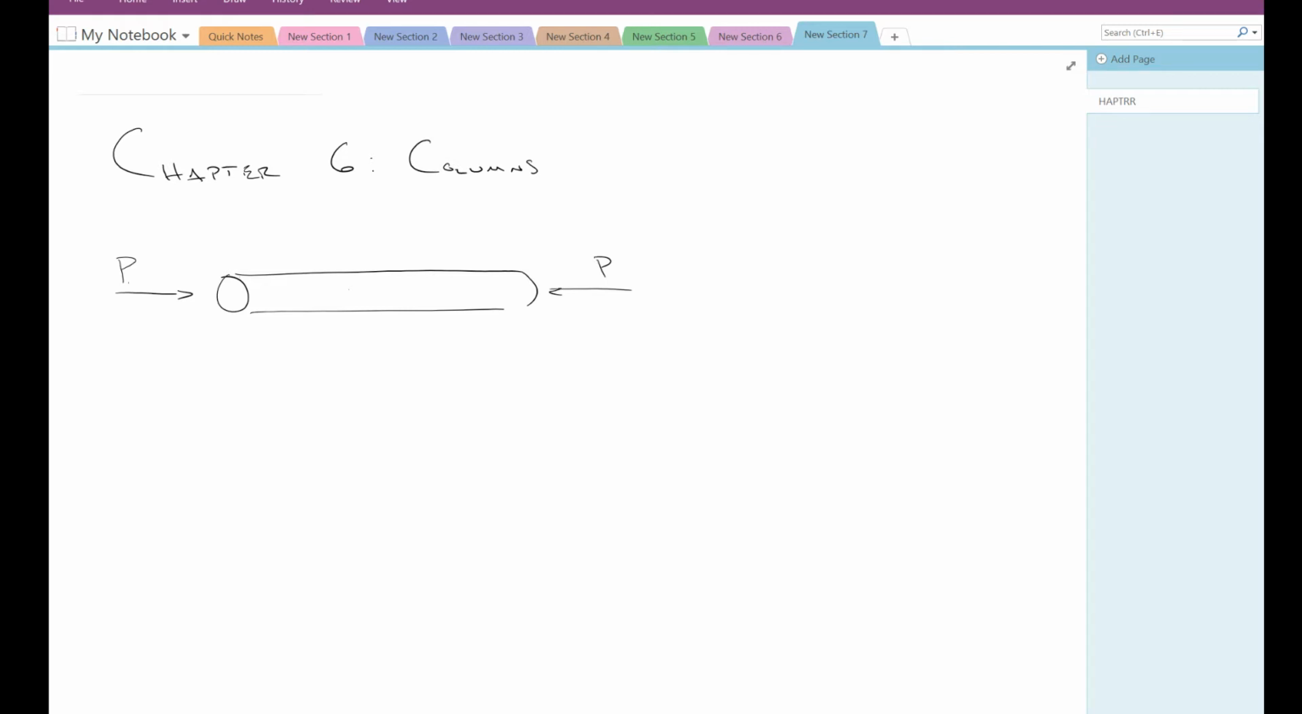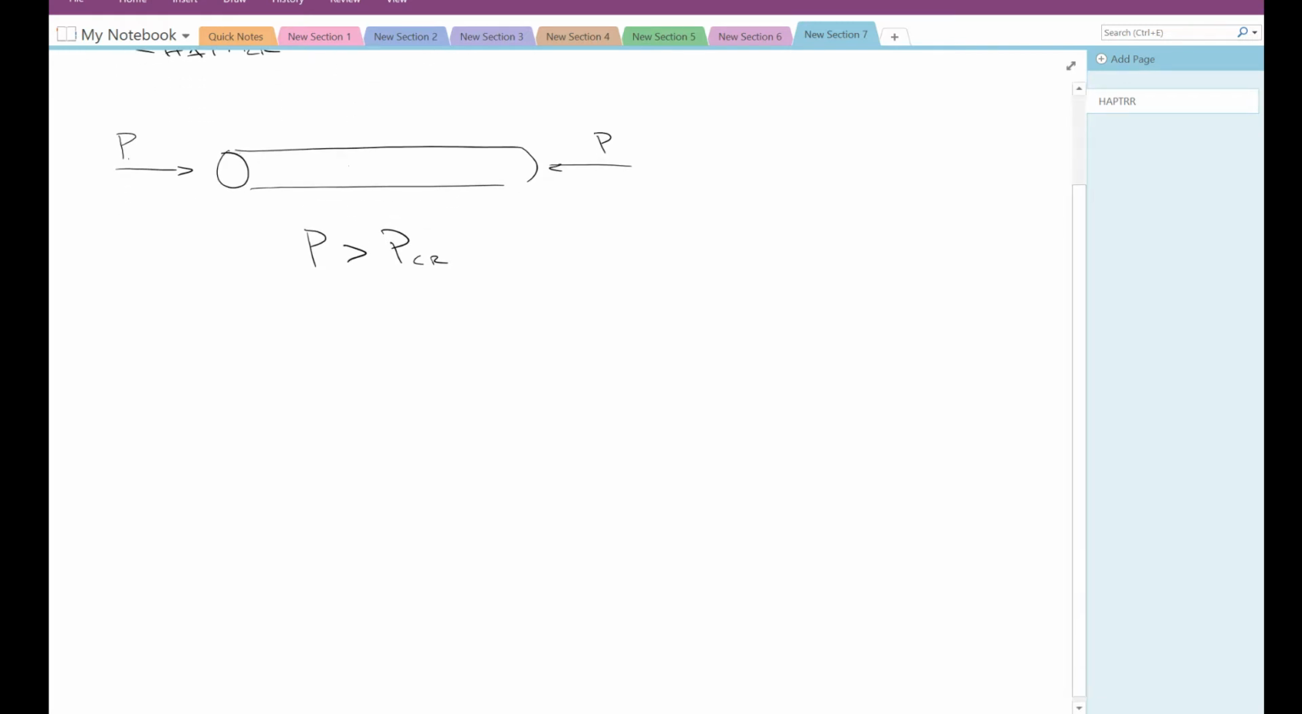If the load exceeds a certain critical load, we will have buckling in our part. Which is to say that if you have a piston or a shaft or some similar machine element that you're designing and you have too large of a load on it, you're going to buckle your part, right? So that's why we care.